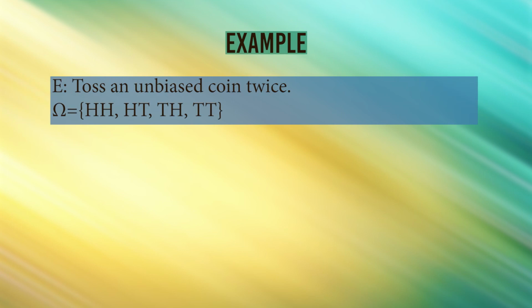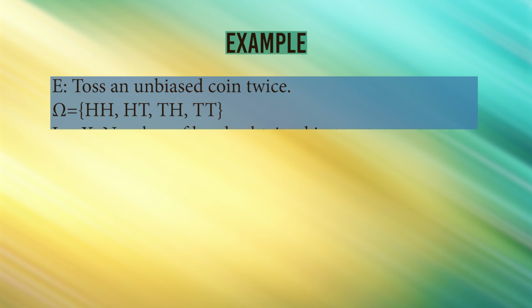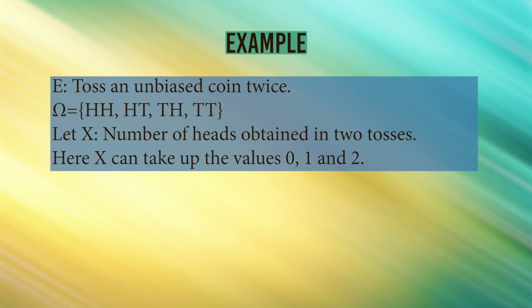Random variables may be of 2 types, discrete and continuous. What is a discrete random variable? A random variable that can assume some isolated values is called a discrete random variable. We can take an example. We toss an unbiased coin twice. The outcomes are HH, HT, TH, TT. Once again, we define x as the number of heads obtained in 2 tosses. So you can see very easily that here x will take up the values 0, 1 and 2. You can see on the slide.